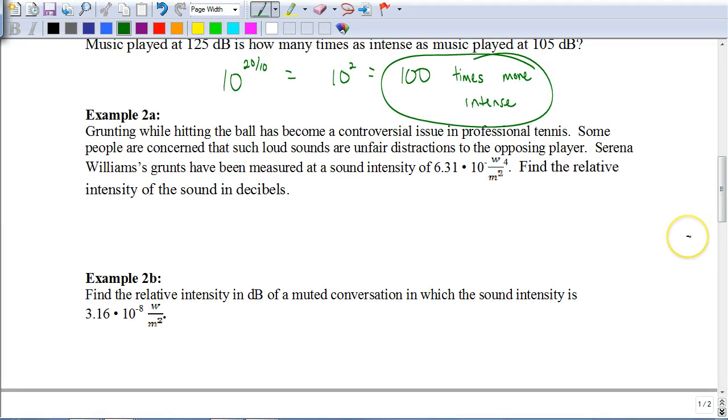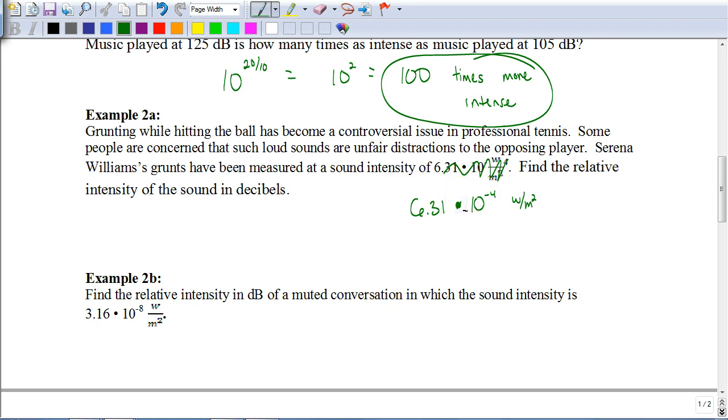Let's look at this one. It says, grunting while hitting the ball has become a controversial issue in professional tennis. And you'll have a problem dealing with this in your assignment today. Some people are concerned that such loud sounds are unfair distractions to the opposing player. Serena Williams' grunts have been measured at a sound intensity of 6.31 times 10. I don't know what happened here. Let's change this. It's 6.31 times 10 to the negative fourth power, and this is measured in watts per square meter. That's what that's supposed to say.